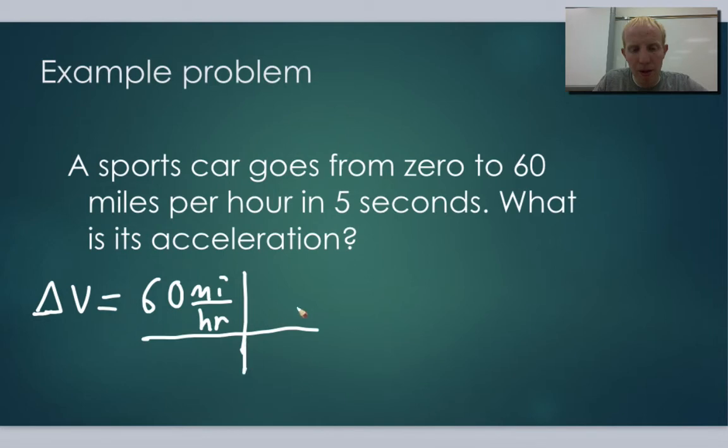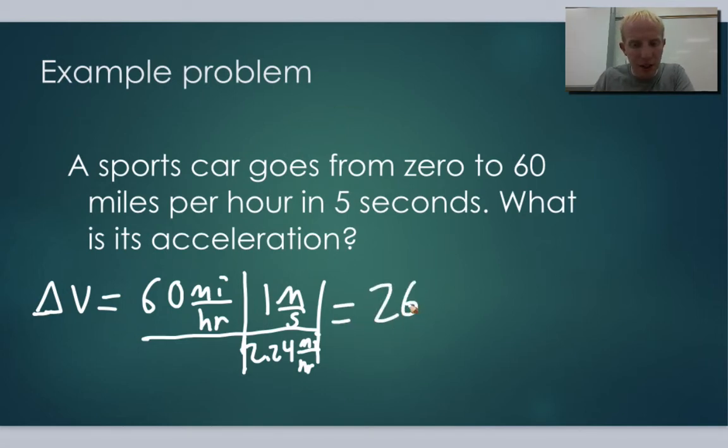Now let's do a quick conversion. Okay. So 60 miles per hour, if you look at that unit sheet I handed out, you'll know that 2.24 miles per hour equals 1 meter per second. Okay. So you divide that on your calculator and you get 26.79 meters per second. Okay. So now that's a unit we can work with.